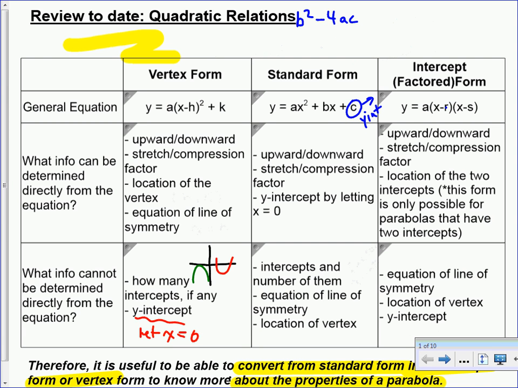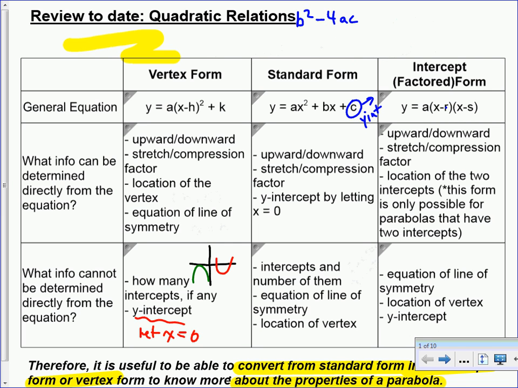The other thing that it tells us is that we can't figure out what the axis of symmetry is unless we take the 2 values, the r and the s, add them, and divide by 2. That is our axis of symmetry.